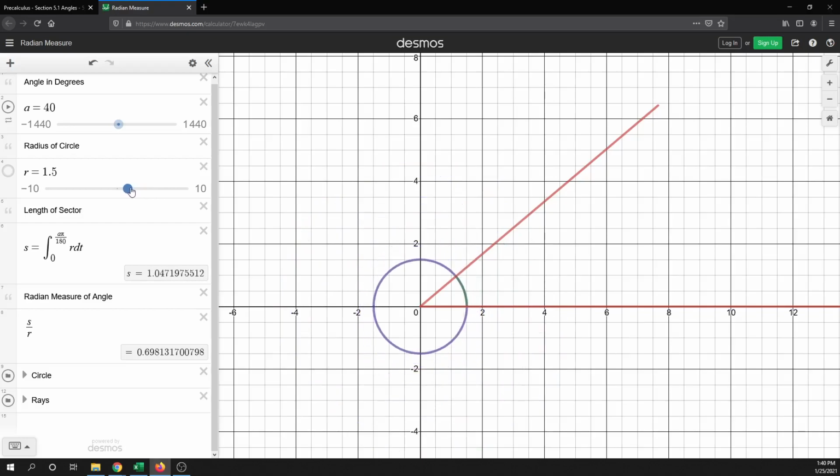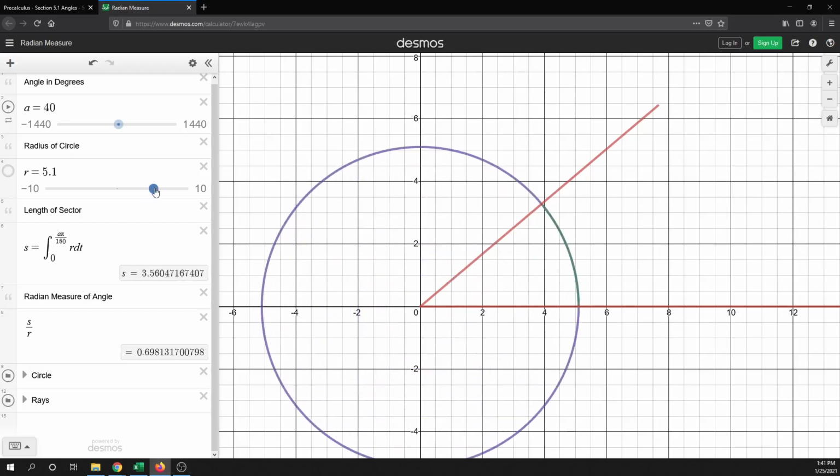All right? So a lot of times what we'll do because of that is just use a circle with radius 1. That makes it pretty easy because then the radian measure and the length of this little green arc here are the same. But you can use any size circle, it doesn't matter. Okay.